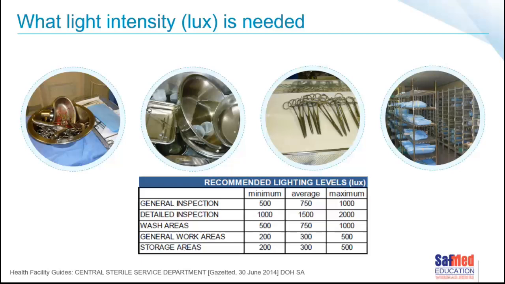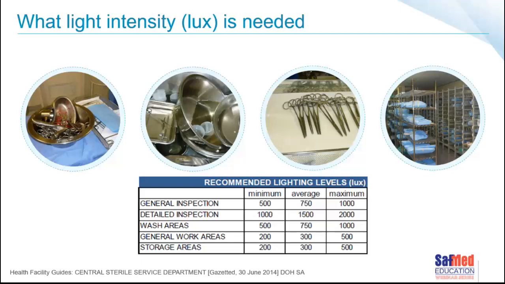And often what we tend to do, we spoke about that earlier, is to use a magnifying glass with some form of additional lighting. In the wash areas, the requirement is at least 500 lux. In the general work areas, 200 lux. And in the storage areas, 200 lux.